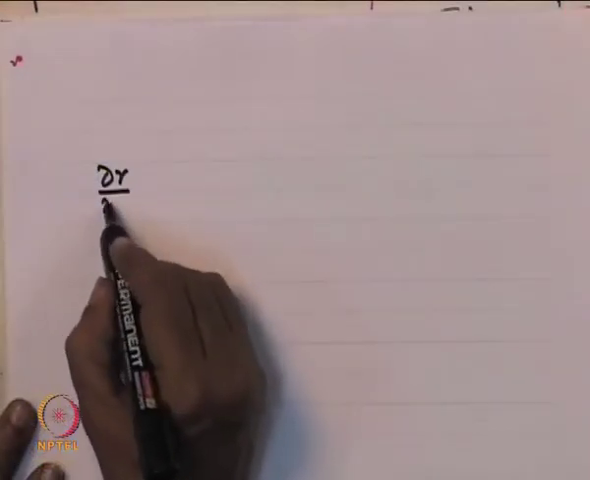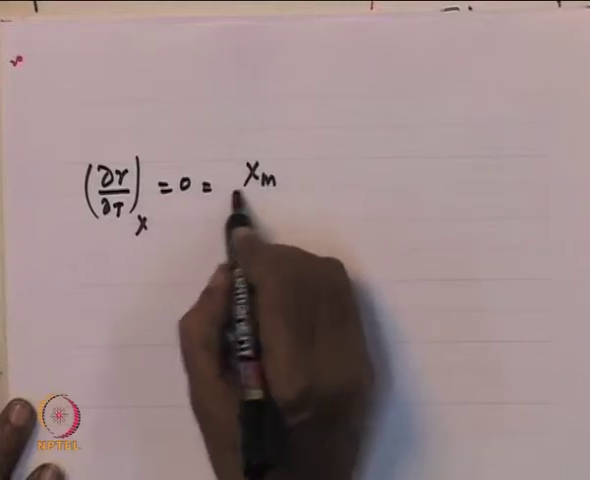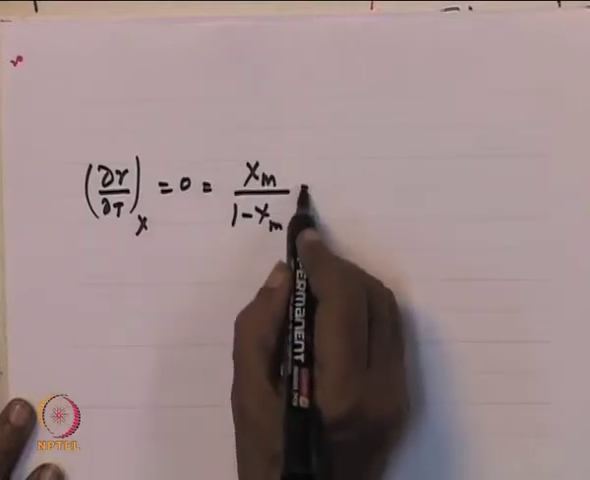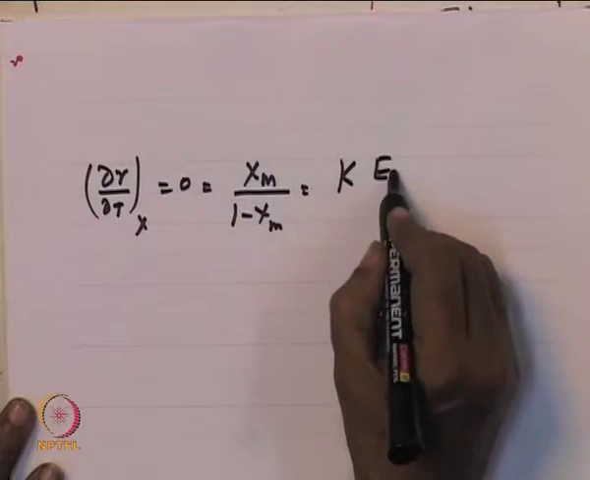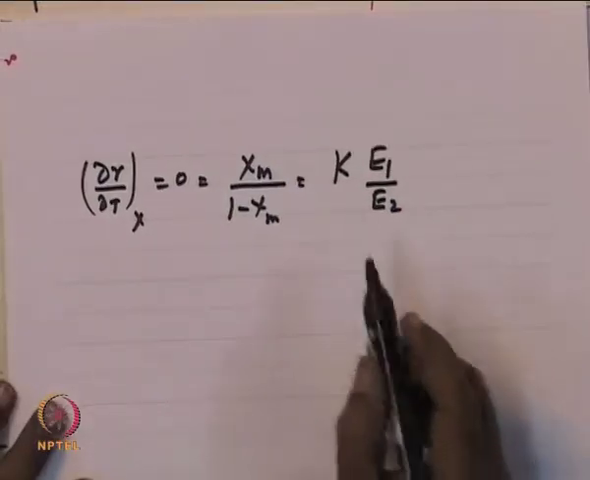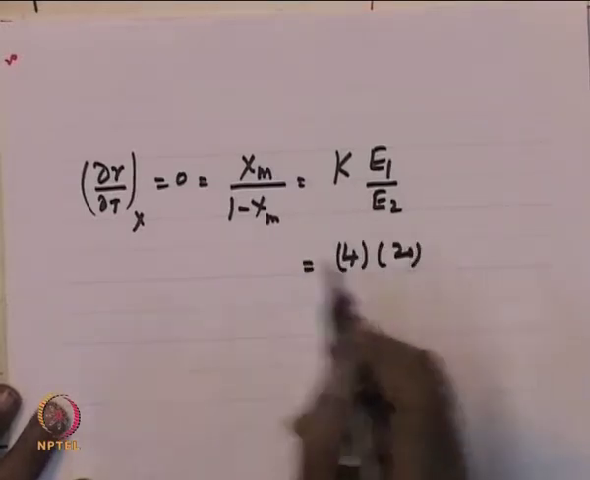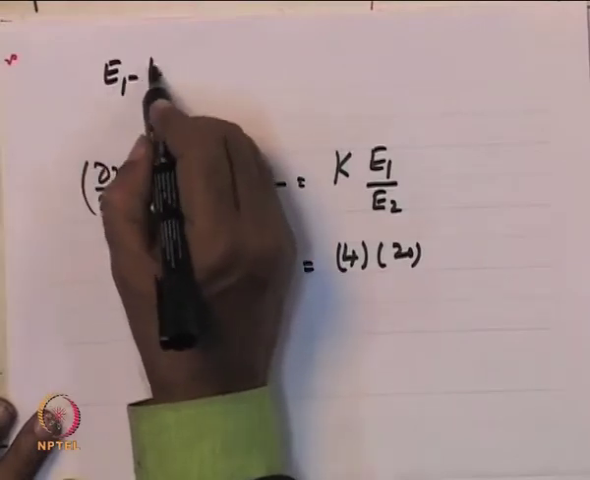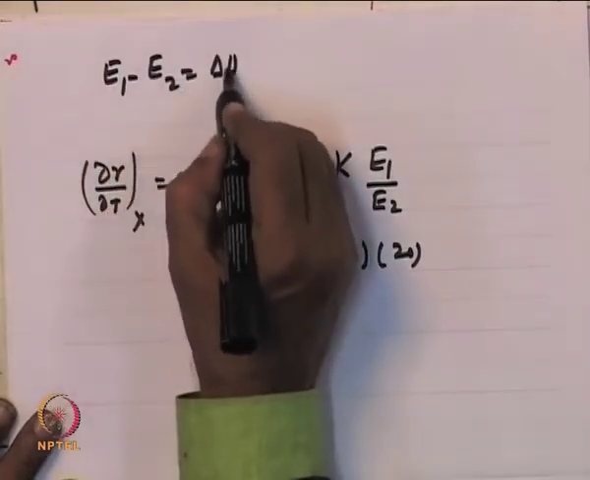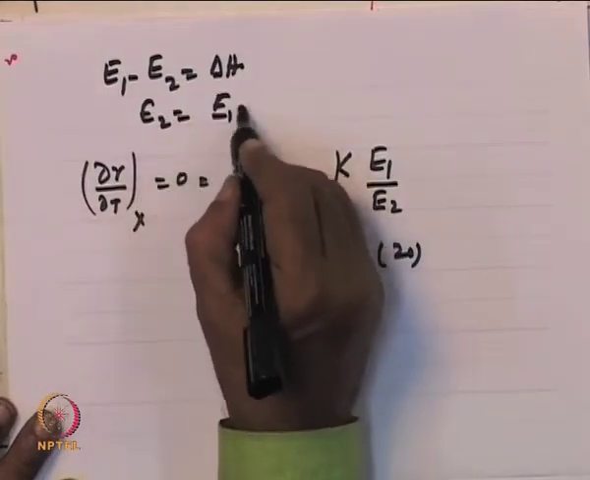Okay. So, what we have shown already, I am just doing it once again: del r by del T at constant x equal to 0 gives us x_m divided by 1 minus x_m equal to K, the equilibrium constant, E1 by E2. Is it clear? So, in this particular case, the equilibrium constant is 4, E1 is 20, and E1 minus E2 equal to delta H. Therefore, E2 equal to E1 minus delta H.